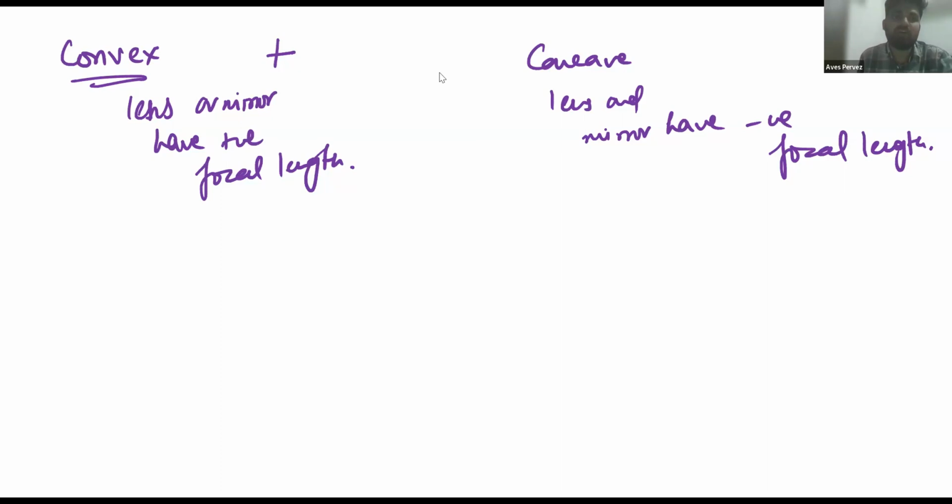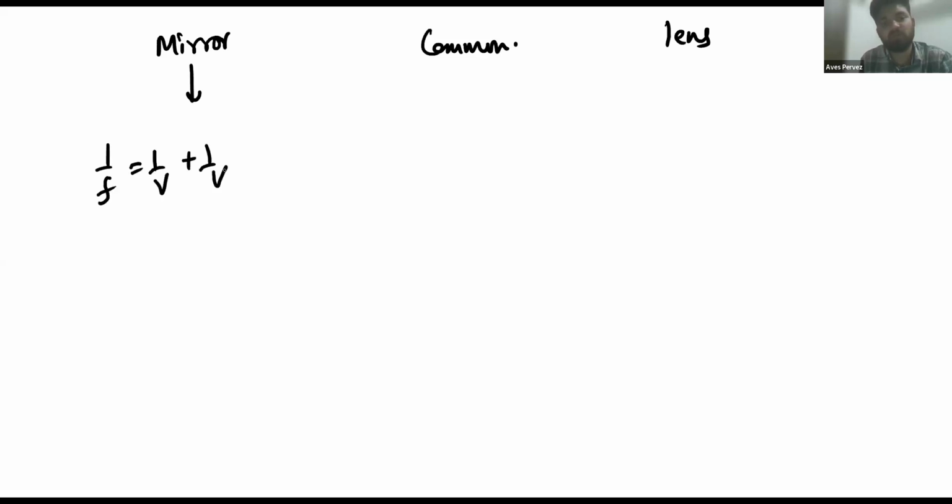Now, if I'm talking about the mirror and the lens, we need to keep this in mind: we have some formulas for the mirror, some for the lens, and some common formulas for both. So for the mirror formula, we have 1 upon f is equals to 1 upon v plus 1 upon u.